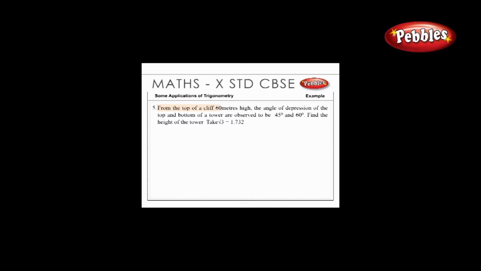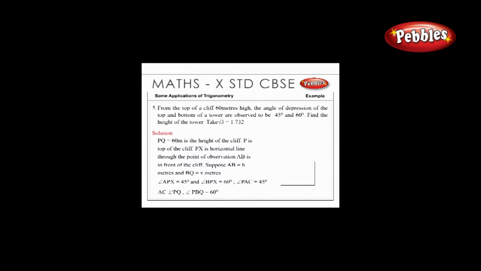From the top of a cliff 60 meters high, the angles of depression of the top and bottom of a tower are observed to be 45 degree and 60 degree. Find the height of the tower. Solution. Let PQ equal to 60 meter be the height of the cliff. P is the top of the cliff.